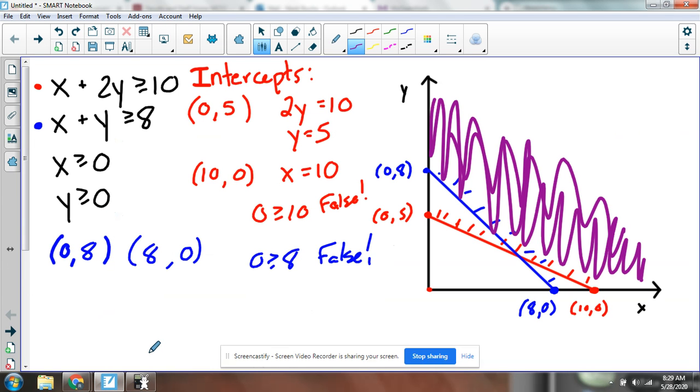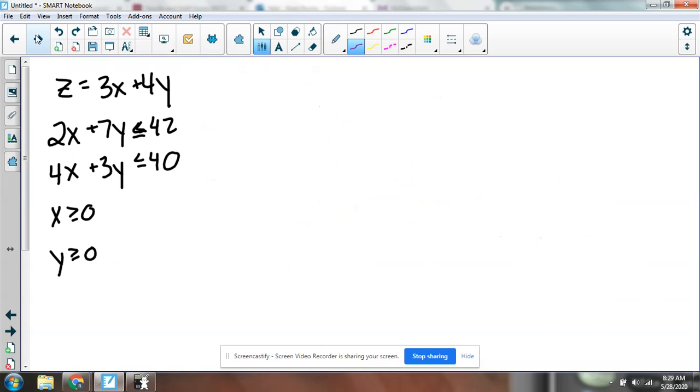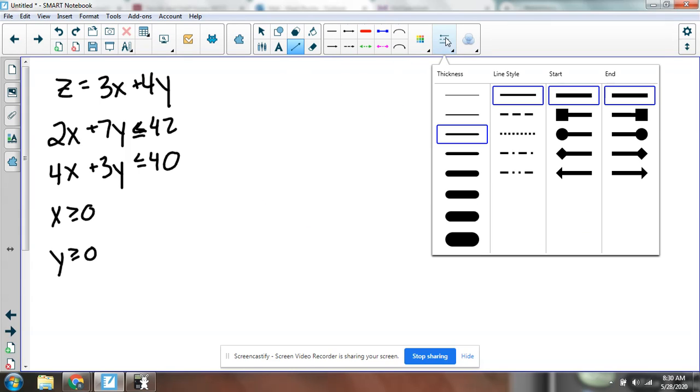Okay, that's that one. Now I'm going to show you the second one. This is a linear programming problem. It's going to be the same thing, but a couple extra steps. So let me start by adding my coordinate plane here.